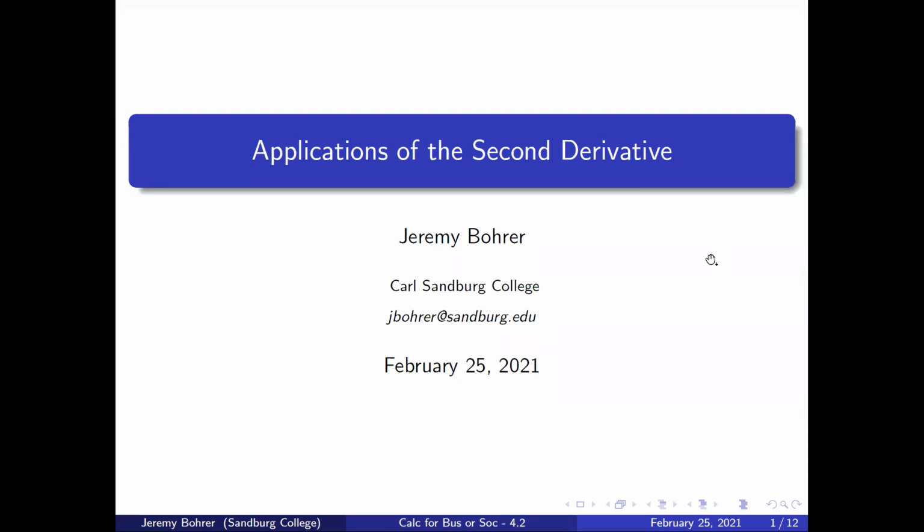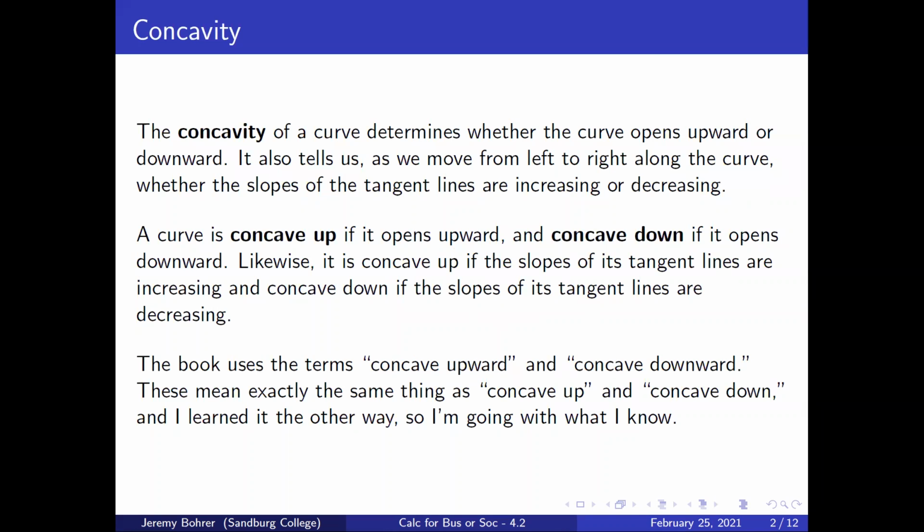In this video, we will discuss applications of the second derivative. The concavity of a curve determines whether the curve opens upward or downward. It also tells us, as we move from left to right along the curve, whether the slopes of the tangent lines are increasing or decreasing. A curve is concave up if it opens upward and concave down if it opens downward.